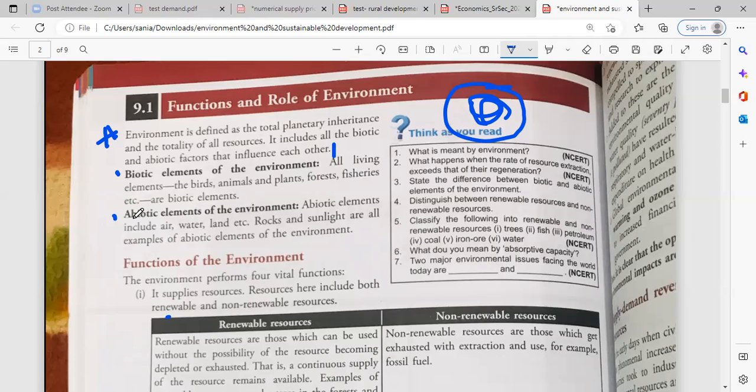So what is biotic and what is abiotic? Biotic elements are all the living elements like birds, animals, plants, forests, fisheries. And abiotic elements include air, water, land, rocks and sunlight, which are all examples of abiotic elements of the environment. So first of all, you will write the heading environment, and then these two.